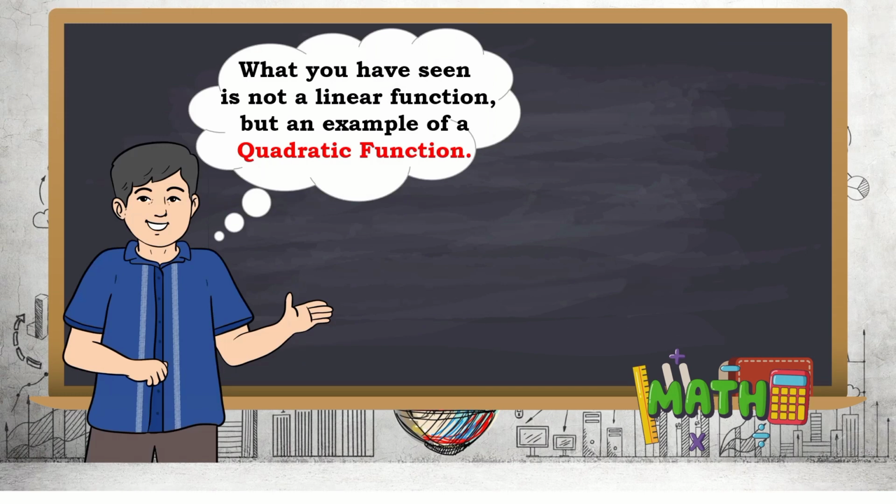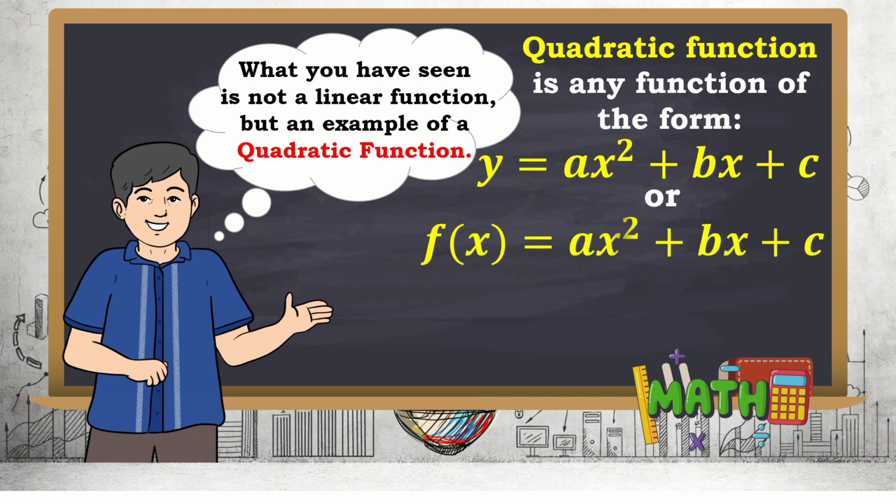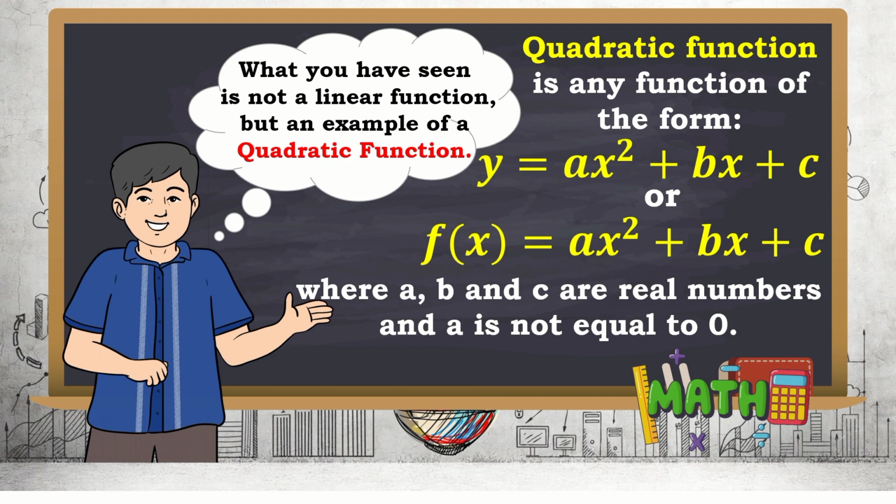What you have seen is not a linear function but an example of a quadratic function, the graph a while ago. A quadratic function is any function of the form y is equal to ax squared plus bx plus c, or f of x is equal to ax squared plus bx plus c, where a, b, and c are real numbers and a is not equal to 0.